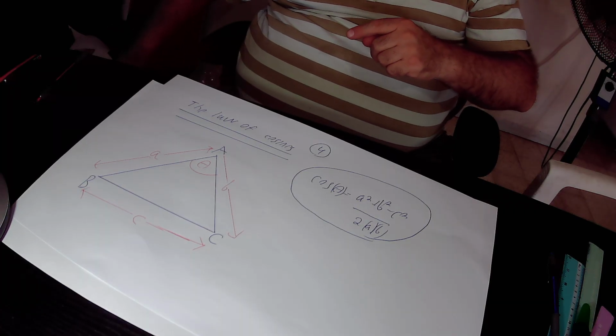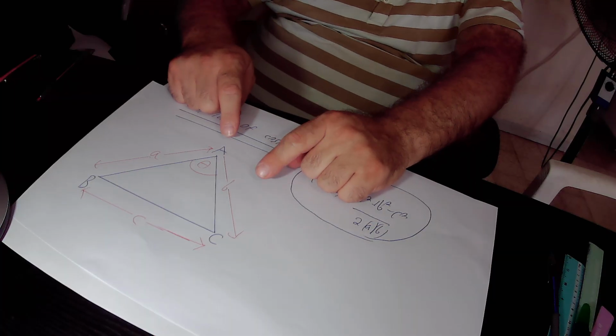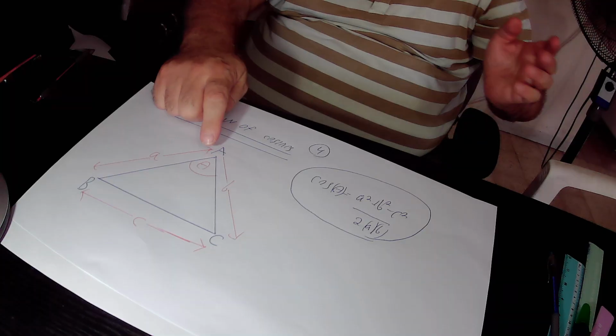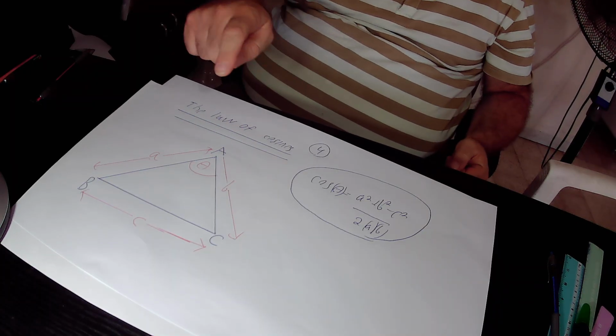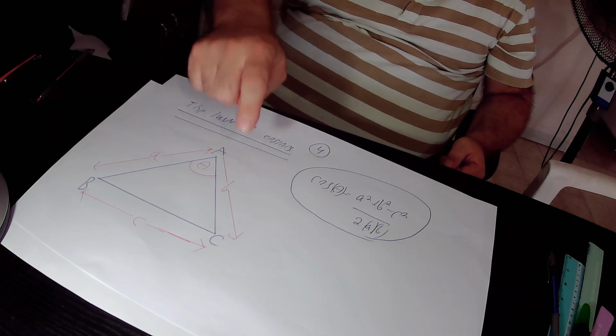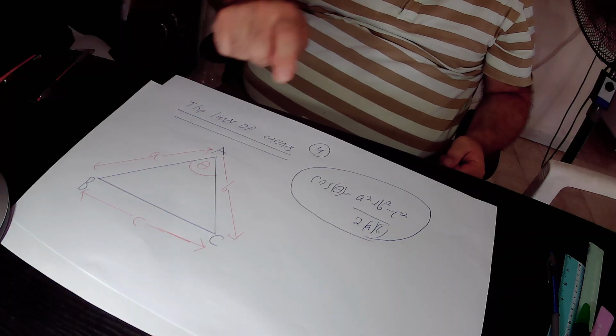In this triangle ABC, side AB equals A units in length, side AC equals B units in length. This is side BC, that equals C units in length. This is angle theta. Cosine theta equals A squared plus B squared minus C squared over 2 times A times B. Again, cosine theta equals A squared plus B squared minus C squared over 2 times A times B.